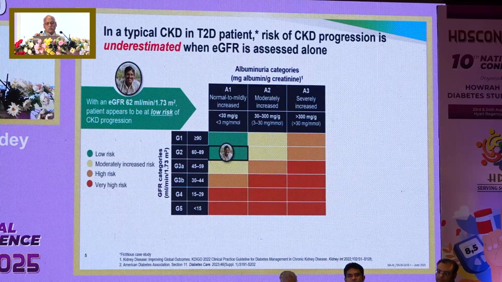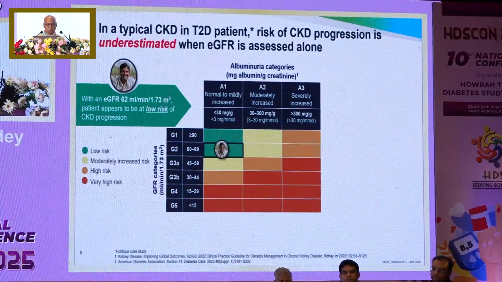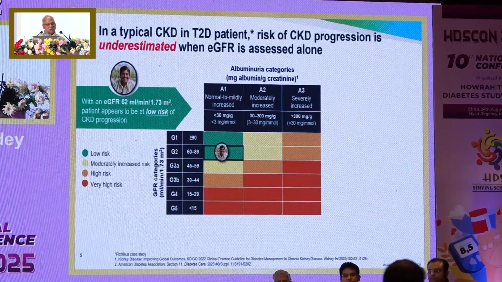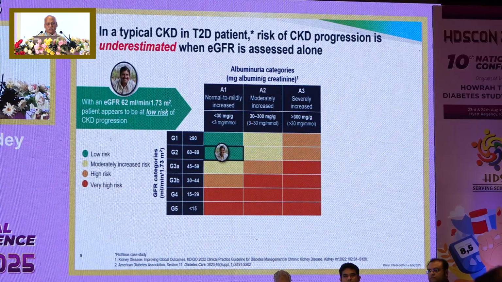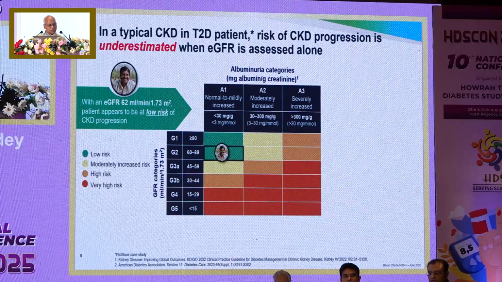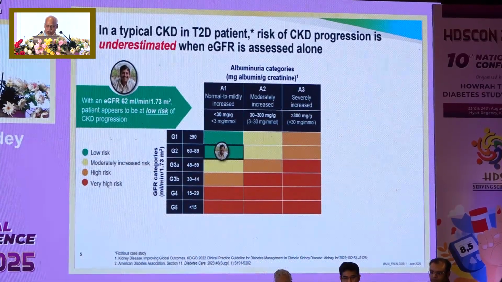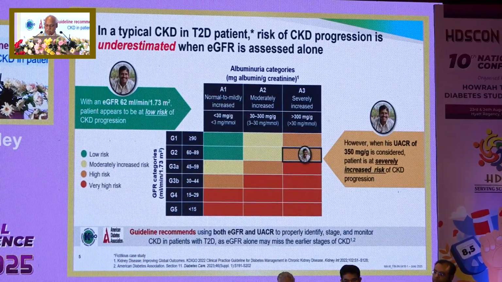Because someone who has an eGFR of, say, 62, in this diagram you can see you may put him into the lower risk for cardiovascular disease. But the moment you add a proteinuria of more than 300 milligram, he goes into a high risk category. So it is the culmination of both things which leads to early identification of the severity of the renal disease. That is the important message.